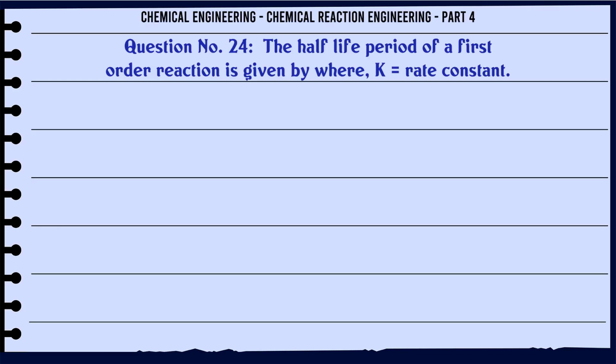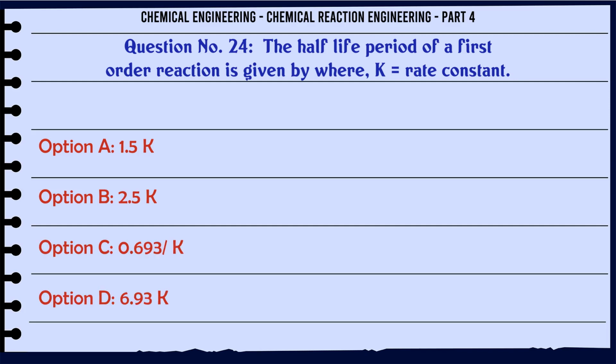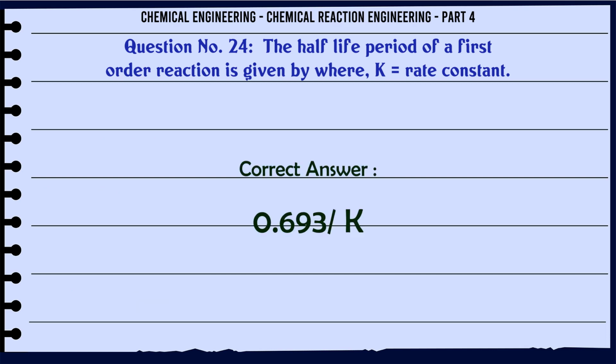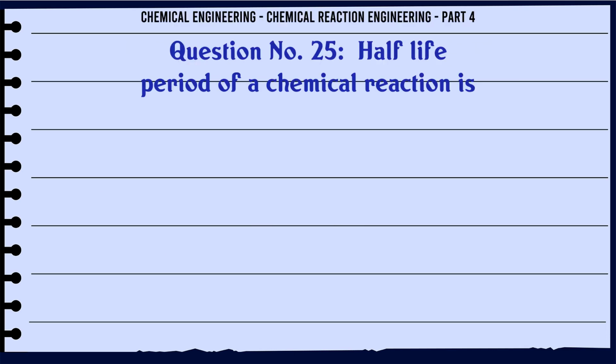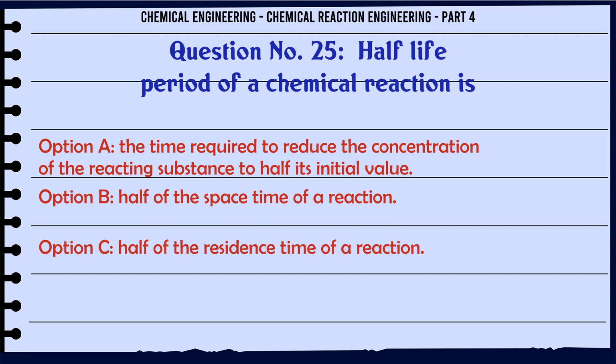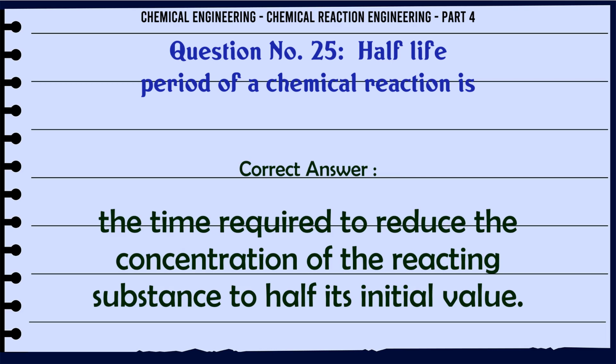The half-life period of a first-order reaction is given by, where K is the rate constant. A. 1.5/K. B. 2.5/K. C. 0.693/K. D. 6.93/K. The correct answer is 0.693/K. Half-life period of a chemical reaction is A. The time required to reduce the concentration of the reacting substance to half its initial value. B. Half of the space-time of a reaction. C. Half of the residence time of a reaction. D. None of these. The correct answer is the time required to reduce the concentration of the reacting substance to half its initial value.